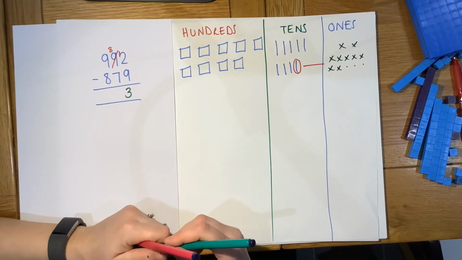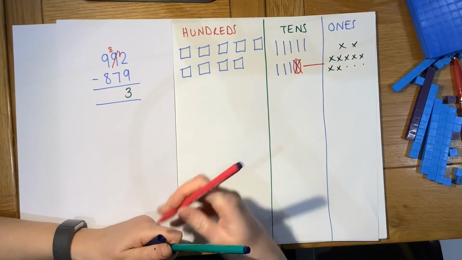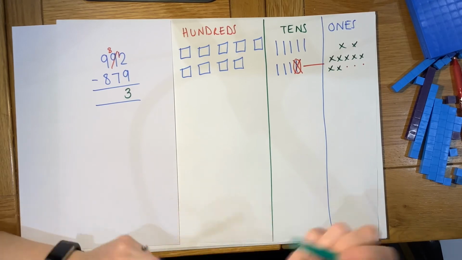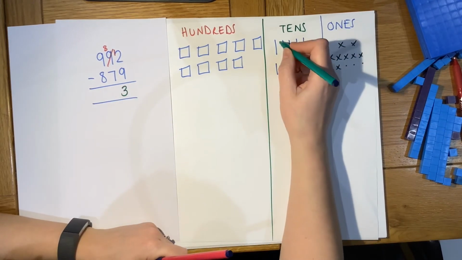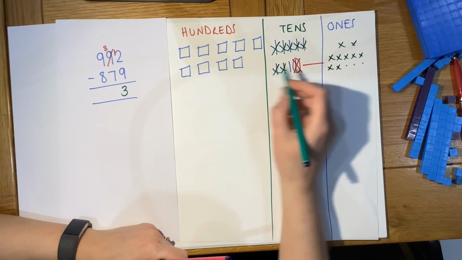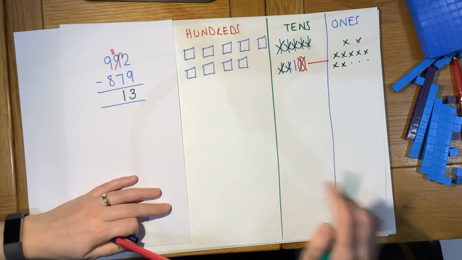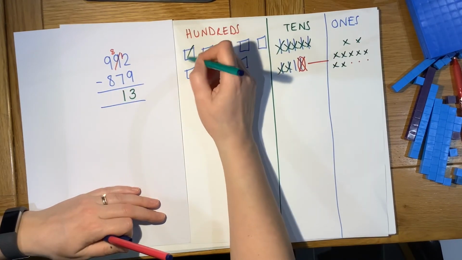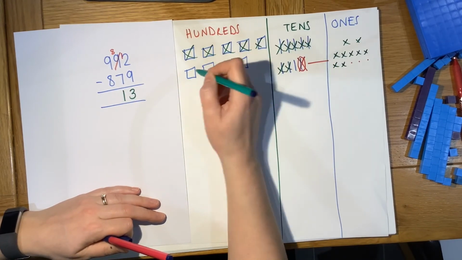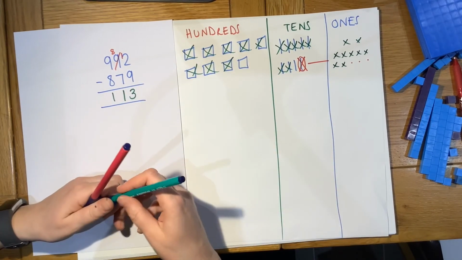Next, I've got to take away 7 tens. Well, I put a circle on that, but what I should really have done is crossed it out because it's not there anymore. And then I need to take away 7. So 1, 2, 3, 4, 5, 6, 7. I've got 1 left. 8 tens take away 7 tens is 1 ten. And then hundreds, I've got to take away 8. 4, 5, 6, 7, 8. Got 1 left, giving me the answer 113.